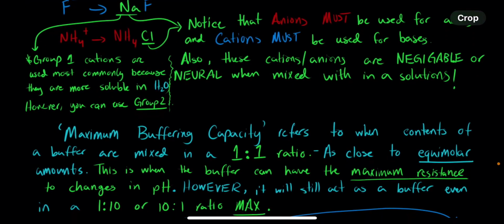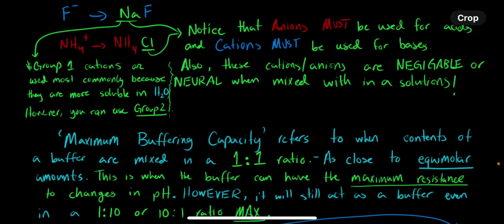We also have the maximum buffering capacity, and this refers to when the contents of a buffer are mixed in a 1-to-1 ratio, like we said, as close to the equimolar amount. So a 1-to-1 ratio would be an equimolar amount, the same moles of base and acid together. That's what equimolar means. And this is when the buffer can have the maximum resistance to changes in pH. This is what would be the maximum buffering capacity.